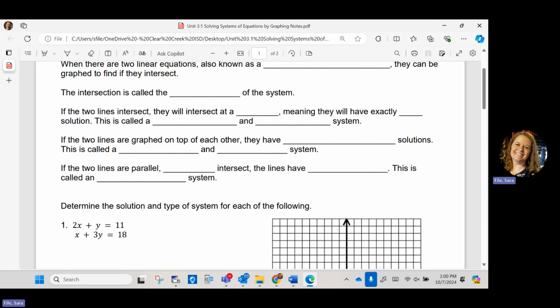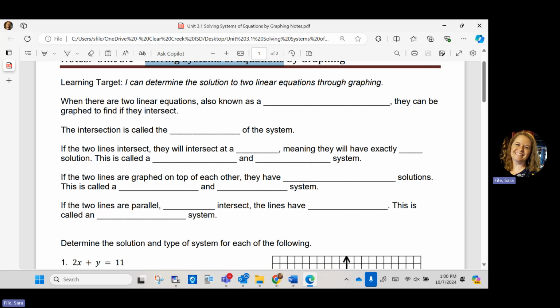But before we jump into doing any examples, we need to talk about, y'all stop talking, face forward, stop talking, put your phones away. You need to be paying attention, please, and following along.